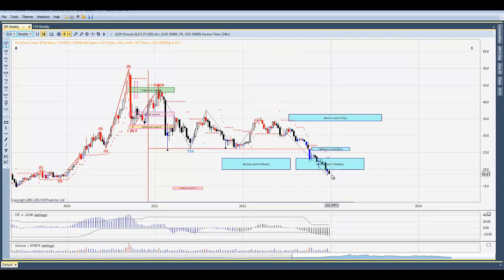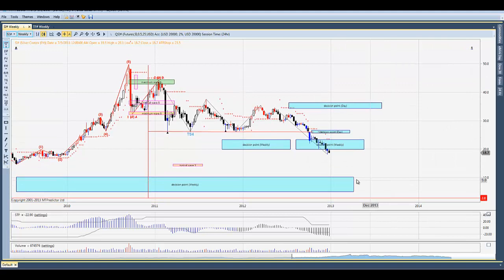If we do close below this area and then that low gets taken out, then I would anticipate that we may eventually find our way down to that $10, $11 area. The other option is we could have an extended period. If we get a close below this weekly wave 4 decision point, and that low gets taken out, then we could get an extended kind of period of consolidation as well.